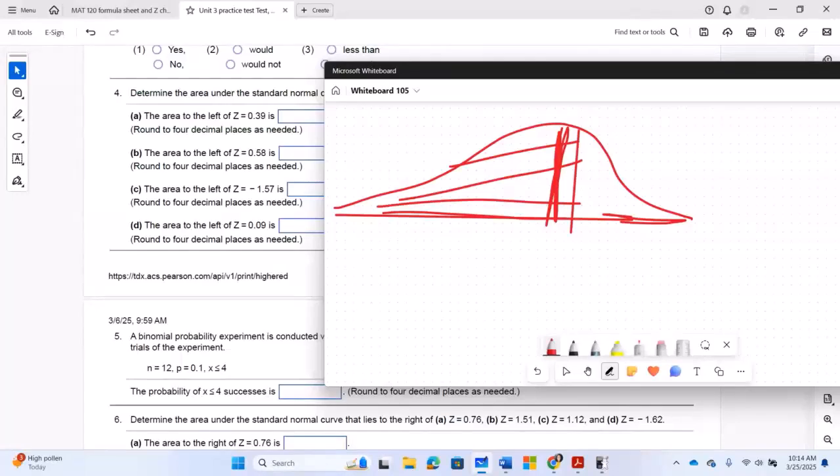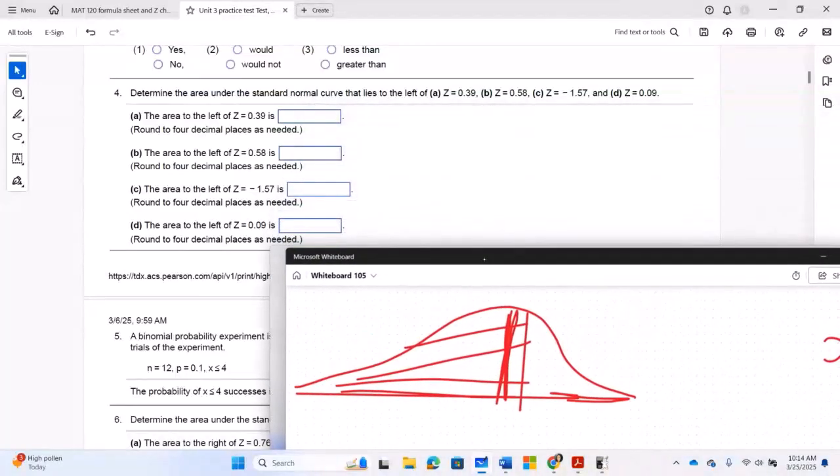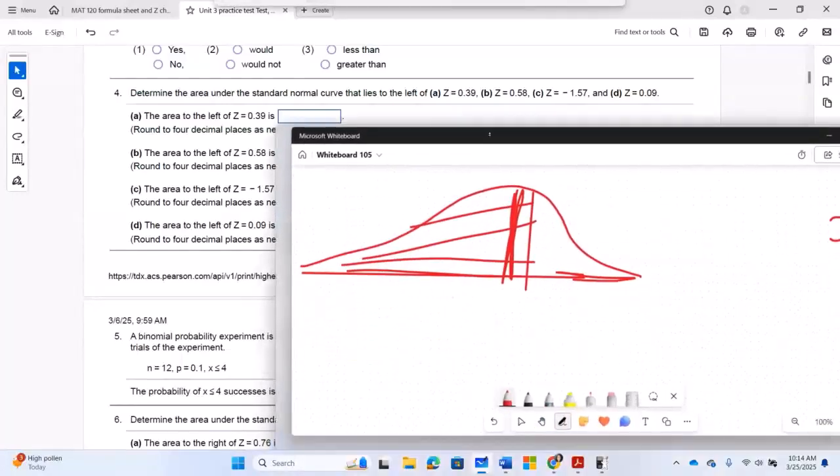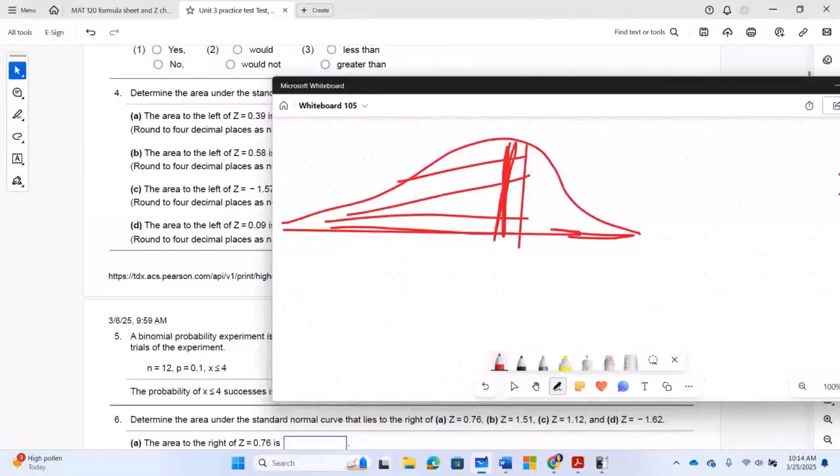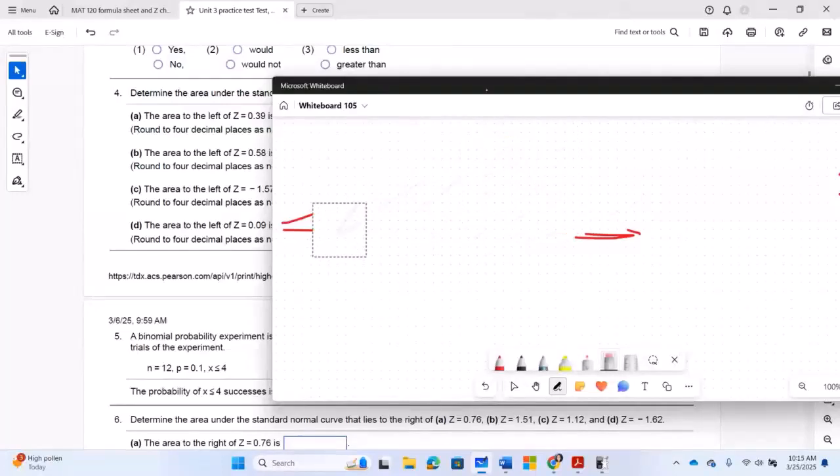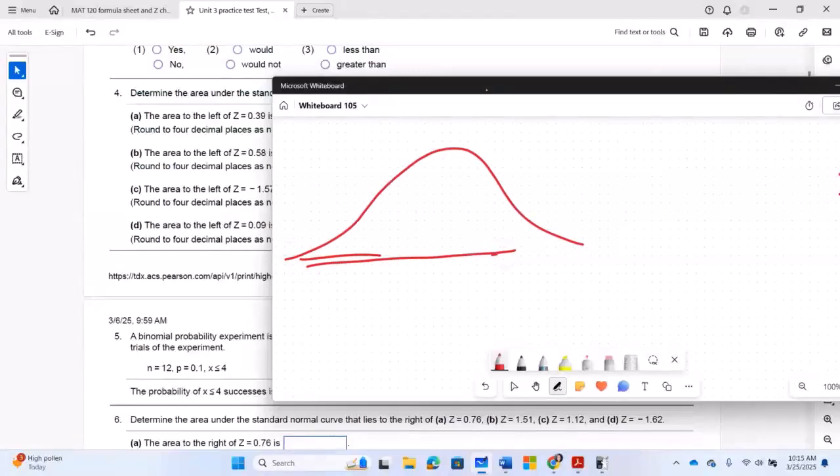Actually, I am given the area to the left of z, so the question should be asking me to find the z-score. Determine the area under the standard normal curve that lies to the left of z. So actually, this is z, not area. I'm going to clean that so that we answer the question we were asked. I'm going to redraw the normal curve, and they told me that the z-score is 0.39.